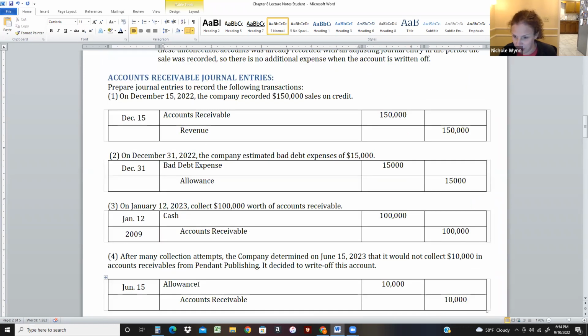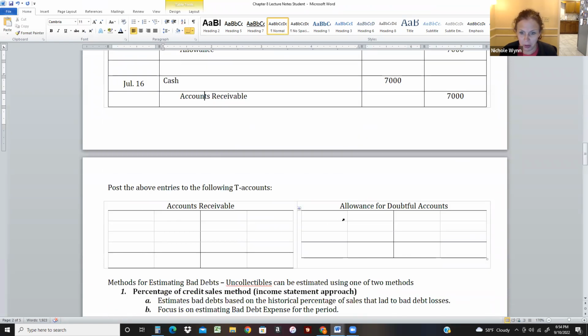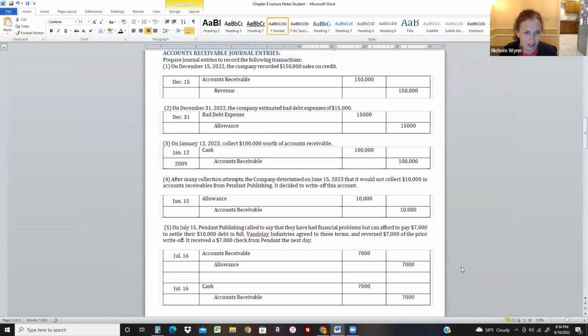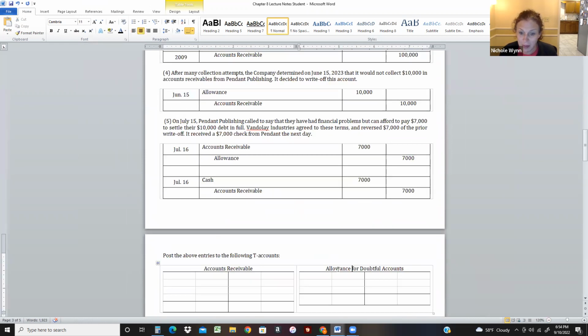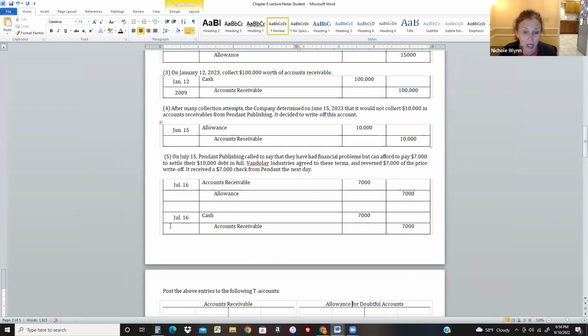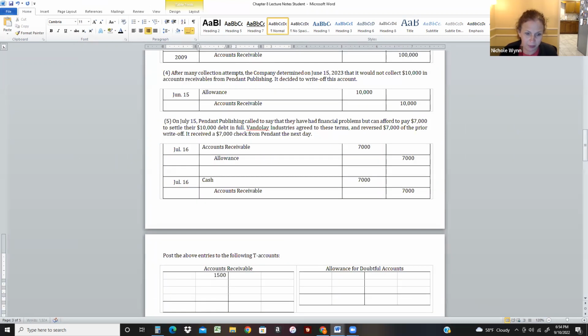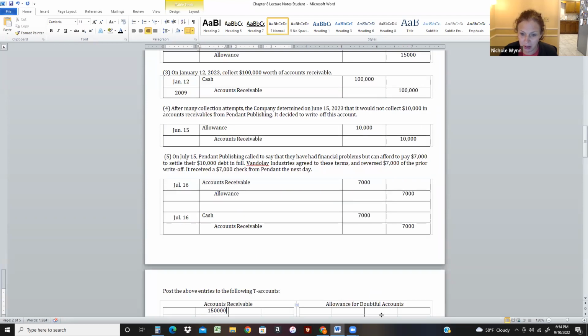After I do this, I think I'll stop this video. What I want to know is the balance in accounts receivable and the balance in allowance. I'm going to zoom out a little bit so I can see the transactions up here. I'm not really worried about cash or bad debt expense or other stuff. I just want to know the balance in accounts receivable and allowance so I can know the number that goes in the balance sheet. I'm going to put 150,000 in accounts receivable from transaction 1, and then for the revenue, bad debt, allowance entry, I'm going to put 15,000 in allowance as a credit.